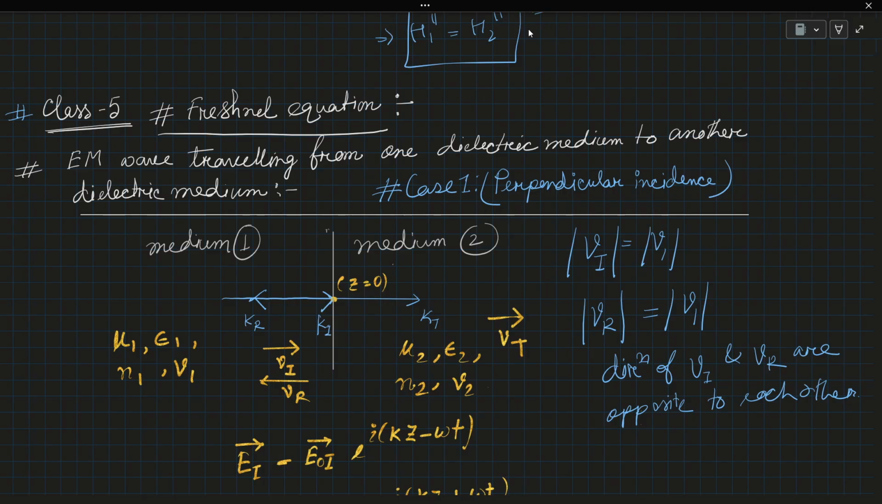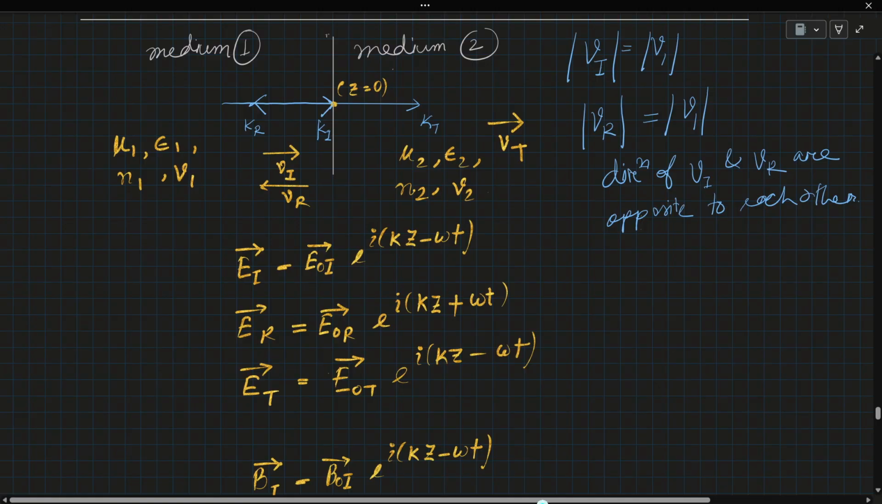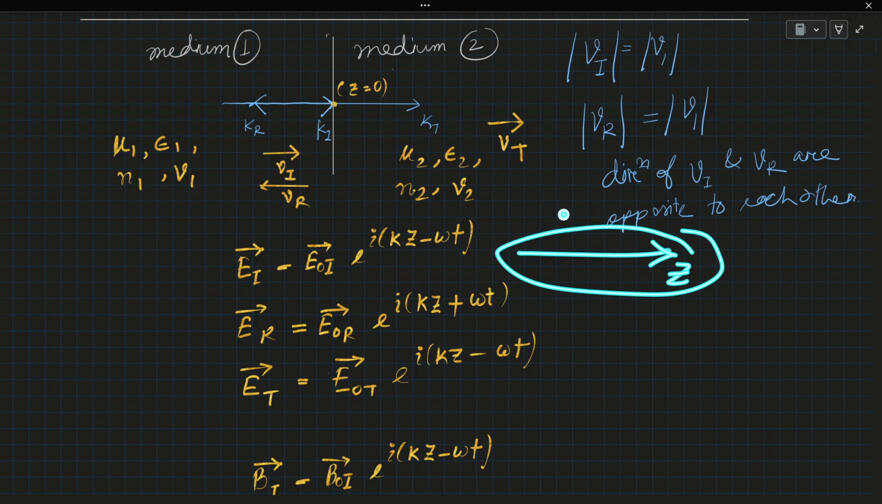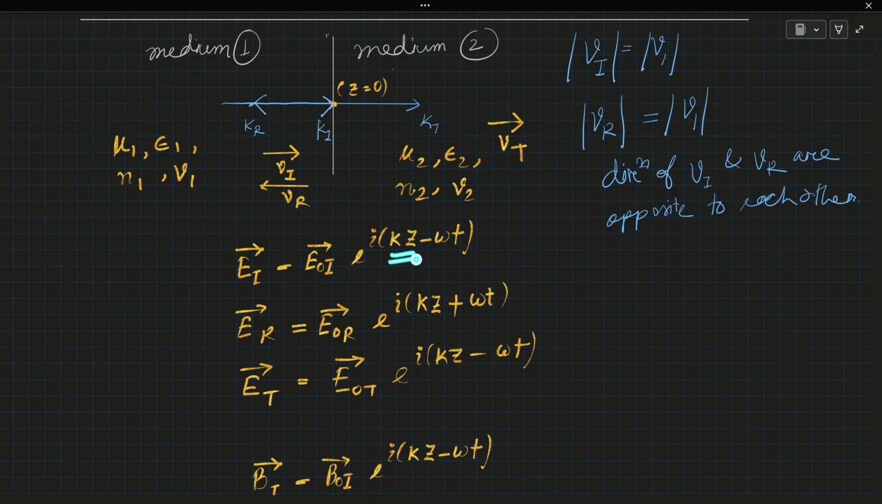And now, since this is an electromagnetic wave, there will be an electric field and a magnetic field associated with this wave. Let me write down the electric field and magnetic field of this wave. For the incident wave, the electric field is Ei, equal to E0i, some magnitude term, and then the exponential term, e to the power i(kz minus omega t). As you can see, this axis is the z axis, so the wave is traveling in the direction of the z axis, so I can write kz minus omega t. So this is for the incident wave.